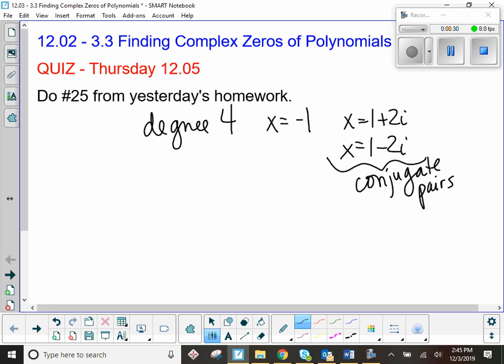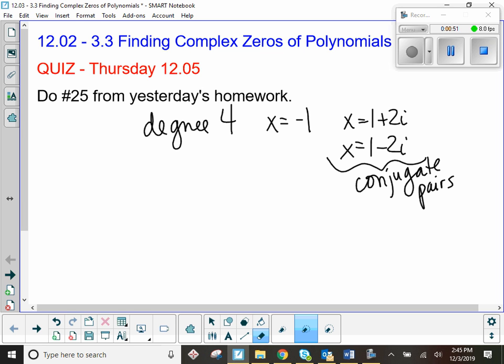How many zeros is that now? 3. I need to figure out a way to get one more. Obviously, it has something to do with this one, and I'm just going to change that sign as well. Good or bad? Bad, right? That's not right. We only are taking conjugates for complex numbers, the ones with the i's in there.